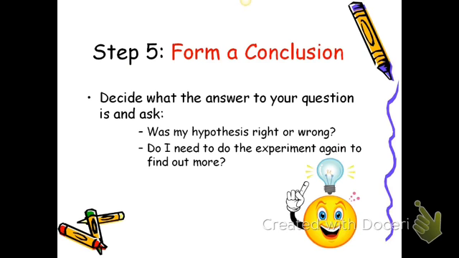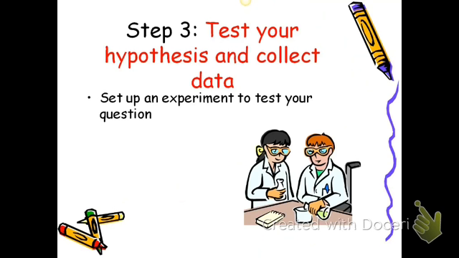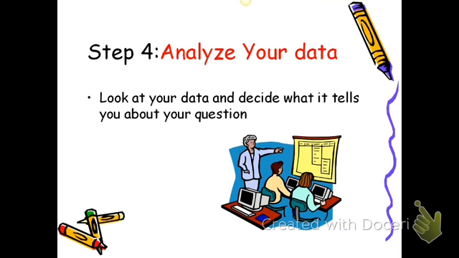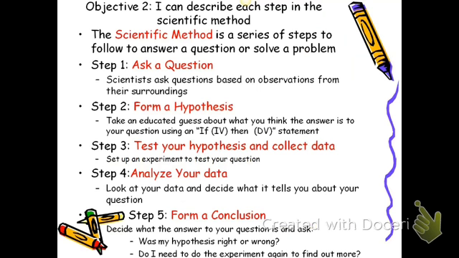Okay? So going back to the beginning, step 1 is ask a question. Step 2, form a hypothesis. Step 3, test your hypothesis and collect your data. Step 4, analyze your data. And step 5 is to form a conclusion. This is the first slide where you are going to take notes. It's objective 2. I can describe each step in the scientific method. This is what we just went over. So go ahead and pause the video and get these notes down.